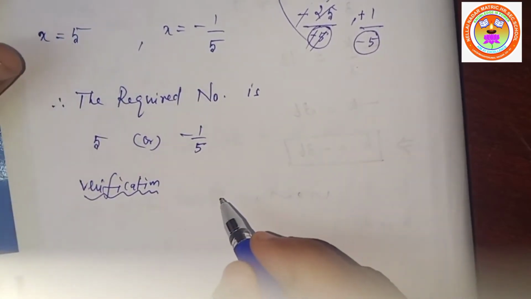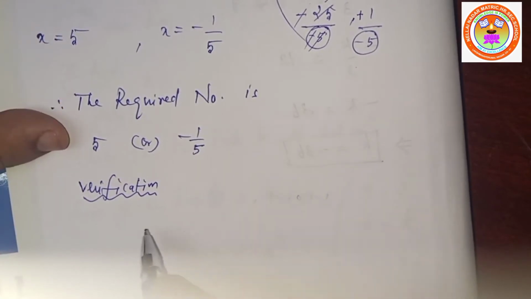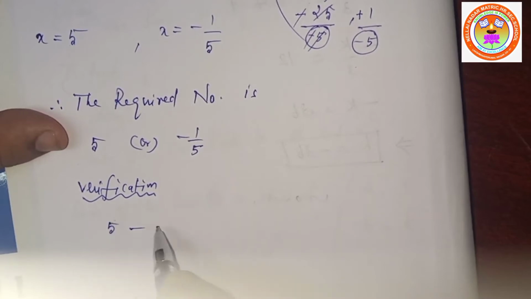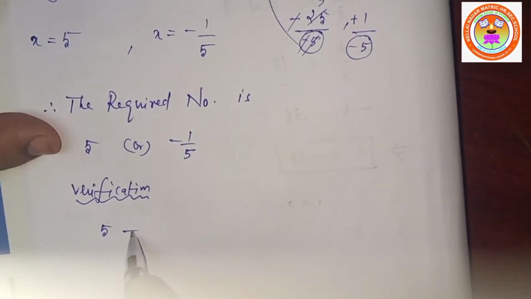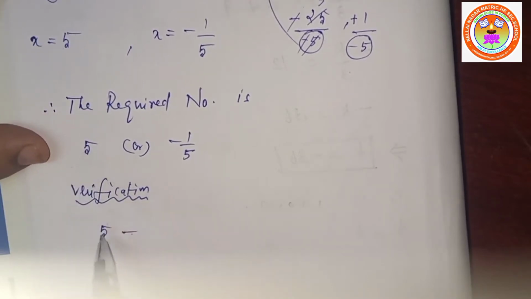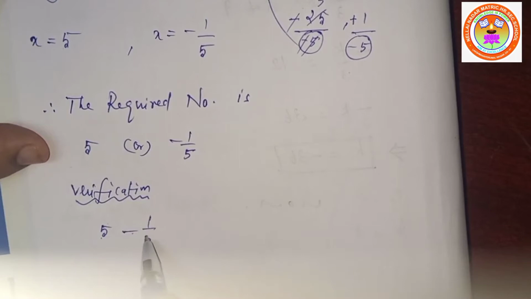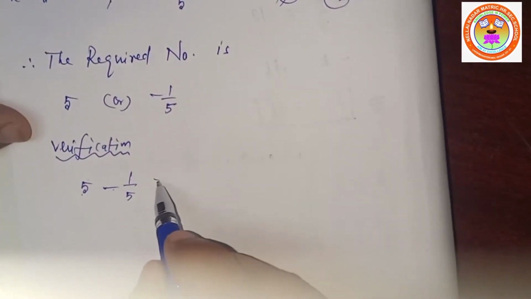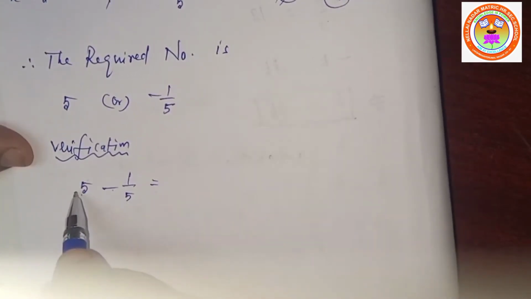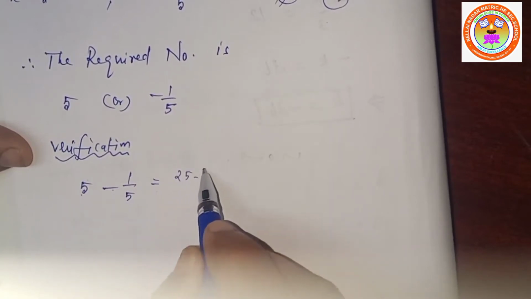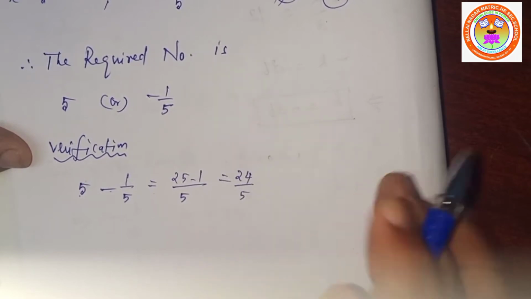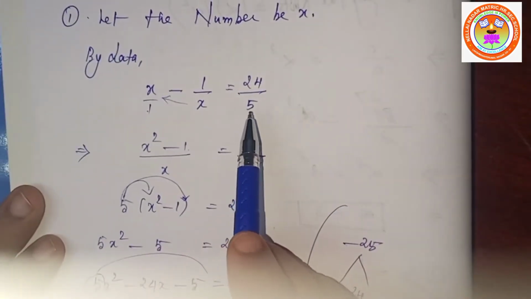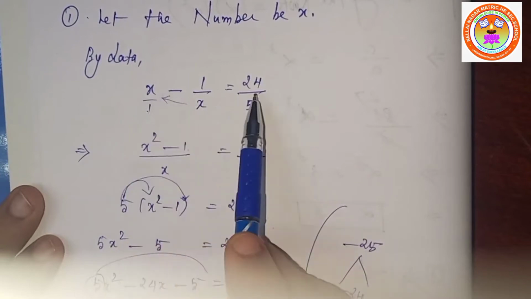this is for our reference only. The difference between a number, I consider the number 5, and its reciprocal 1 by 5, correct? We can verify: 5 5s are 25, 25 minus 1, whole divided by 5, that is equal to 24 by 5. That is given in the question itself. The difference between a number and its reciprocal is 24 by 5.